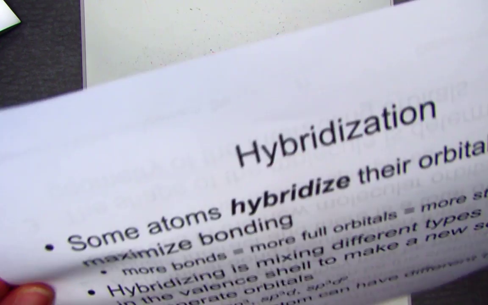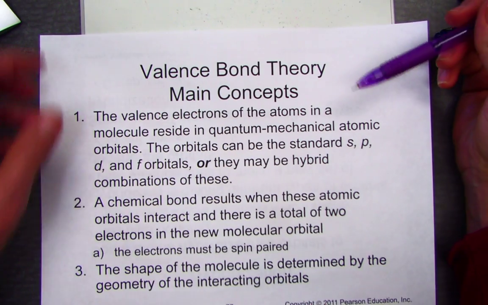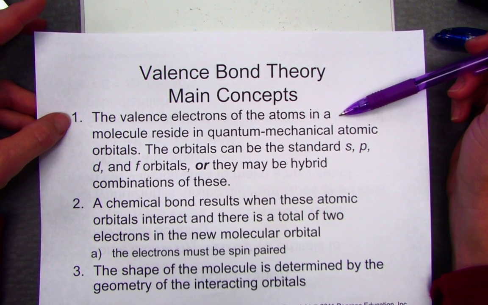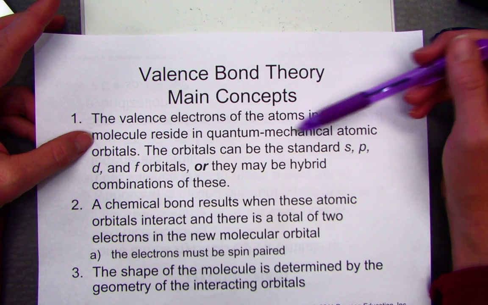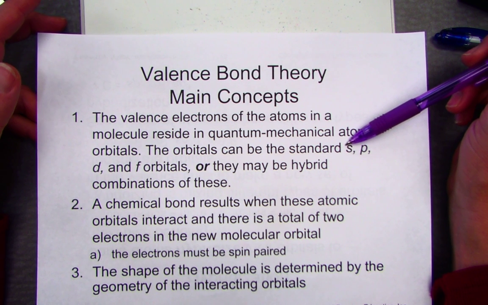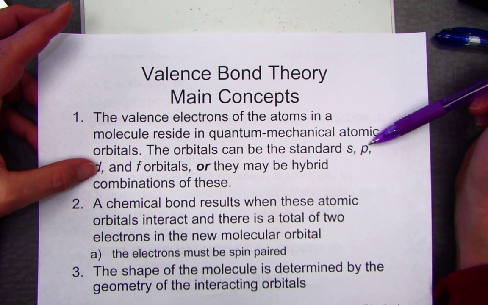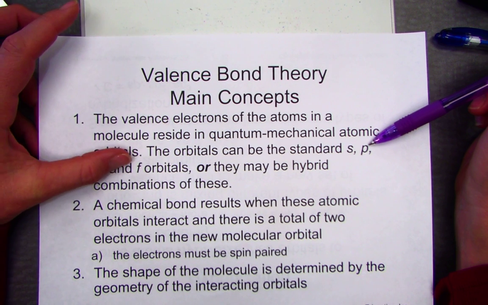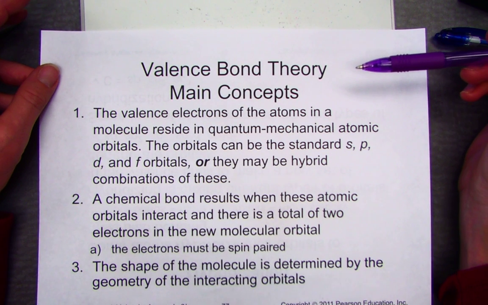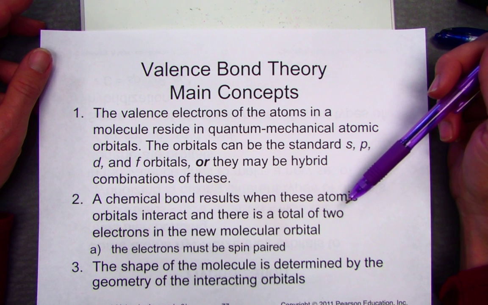So the valence bond theory. I need to check, am I on the right slide? Yep, 77. The valence bond theory has some main concepts, and let's share what those are. It says the valence electrons of the atom in a molecule reside in the quantum mechanical atomic orbitals. That's fancy for saying the s, which are spherical, the p, which are hourglass shaped, the d, which stands for diffuse, if you remember they look like clover leaves, and the f orbitals, or they may hybridize to be any kind of combination thereof.